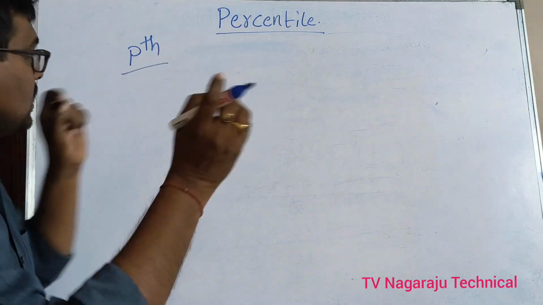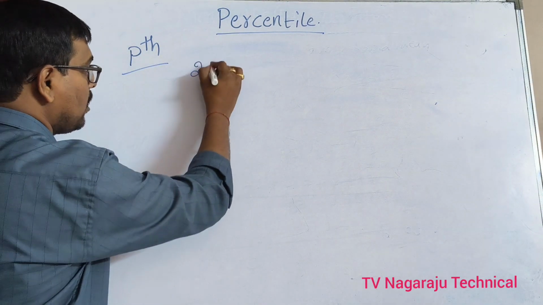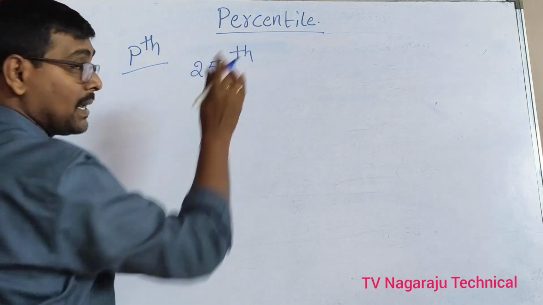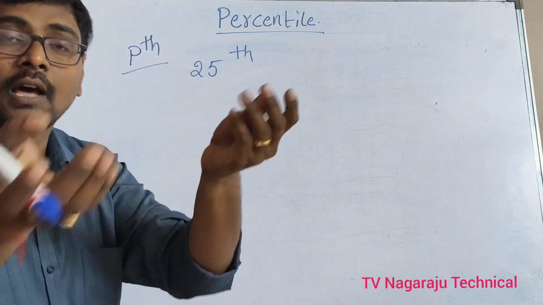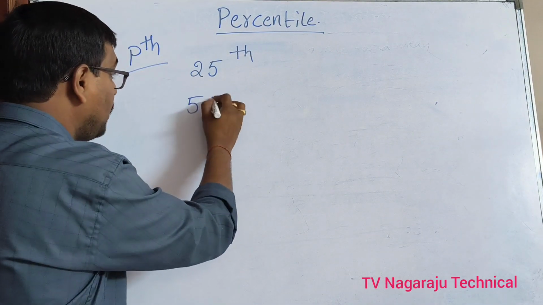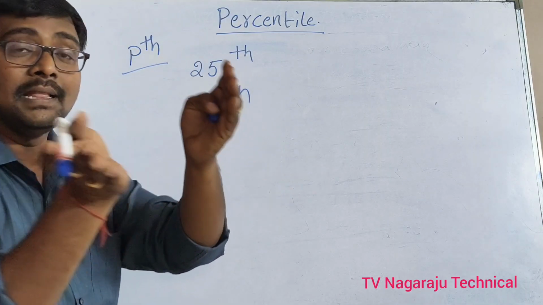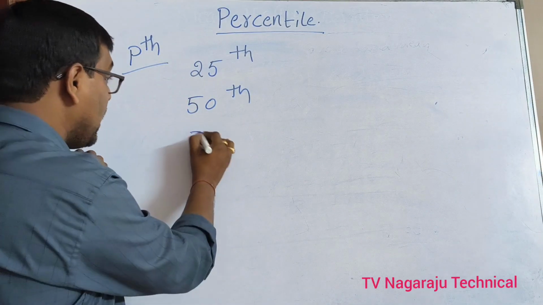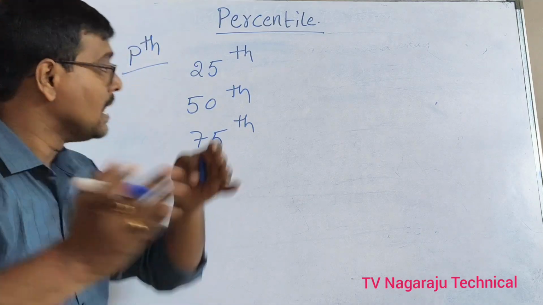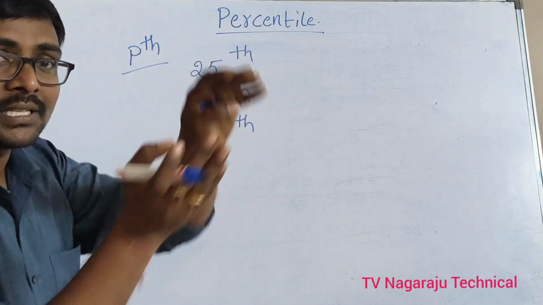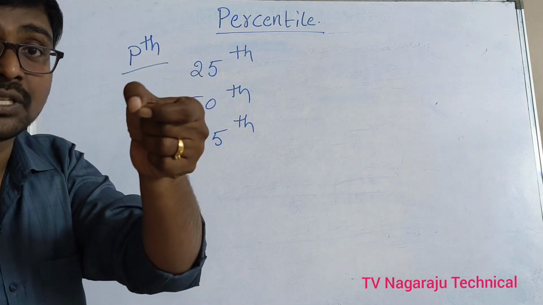Before that, what are the popular percentiles we are using? The 25th percentile is called the lower quartile or first quartile. The 50th percentile is simply the middle quartile. And the 75th percentile is the third quartile. Generally, these are the different percentiles that are regularly used.